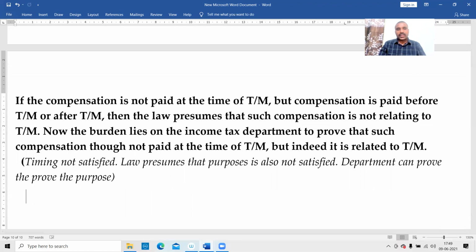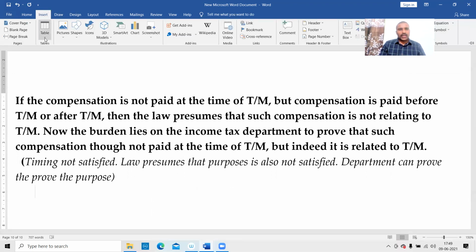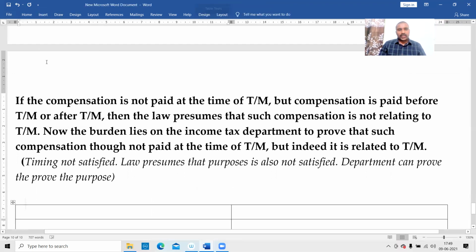At or in connection with the termination of the agreement, this is how we have to read. It is not as easy as reading it plainly. Look, just scenario 2.